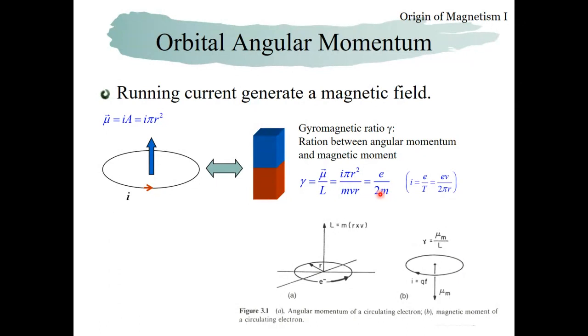But if we consider the total angular momentum, not only the orbital angular momentum but also the spin momentum, then we can replace L with the total angular momentum J, and this simple value is changed with the Landé g factor.